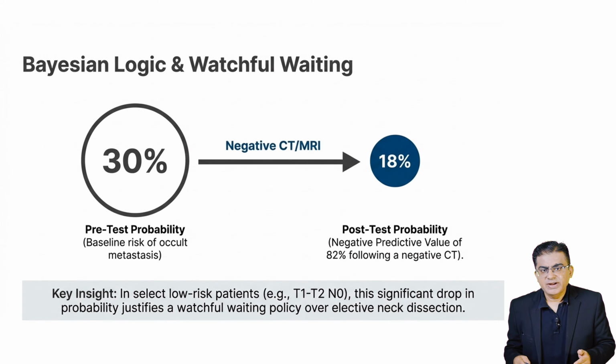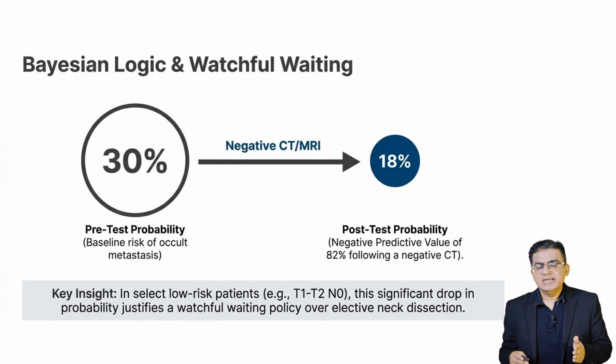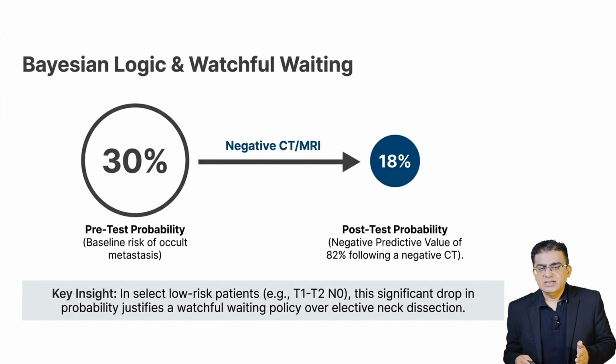After speaking of watchful waiting, let me show you the clinical math behind it. According to Bayesian logic, your baseline pre-test probability of occult metastasis is around 30%. If you do a high quality CT scan or MRI and it comes back negative, that post-test probability now drops significantly to 18%.